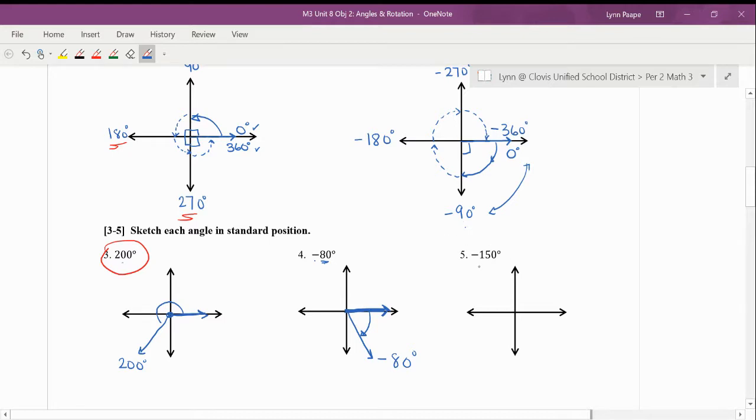And then for this one here, negative 150. So 150 is somewhere between negative 90 and negative 180. So I'm over in this quadrant here. So again, we're starting at our initial ray, which is this one right here. And I'm going in a negative direction, so downwards, right? So I'm going to go downwards. And I'm not going to make it all the way to the 180. So we'll just say somewhere around there. And that would be how we sketch an angle in standard position.